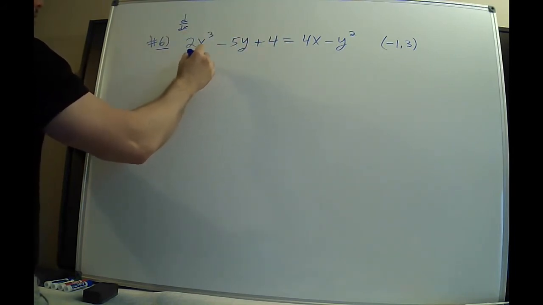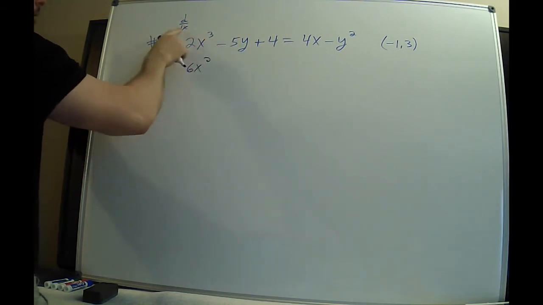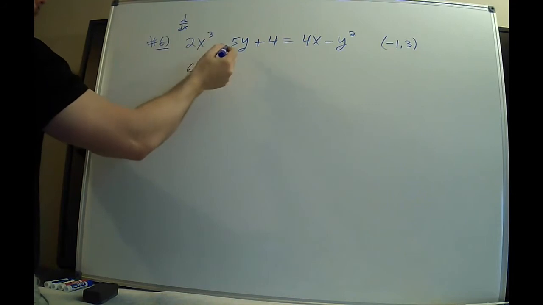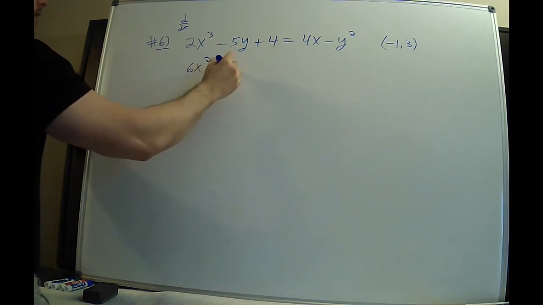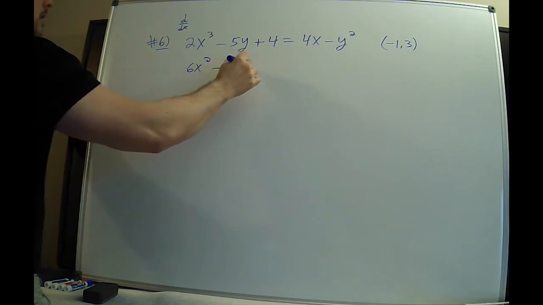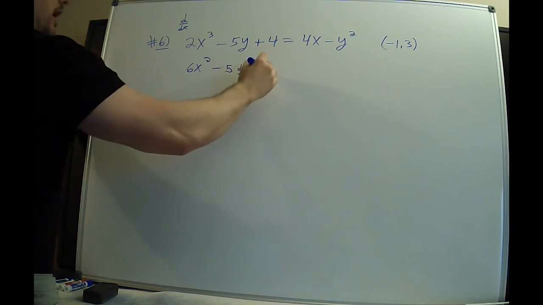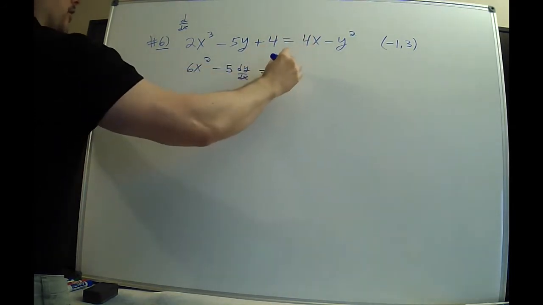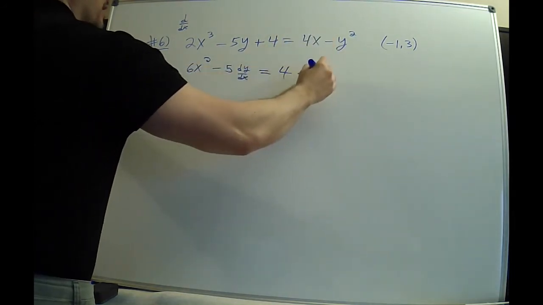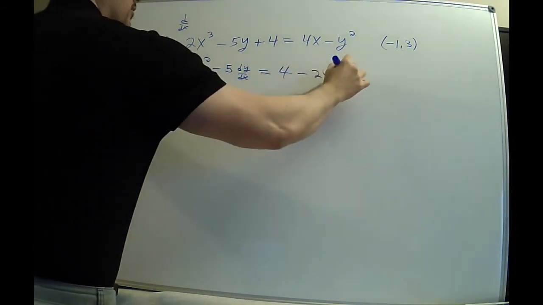So you get 6x squared here. x, right? dx of x, it matches. But when you take the derivative with respect to x of y, the derivative of negative 5y is negative 5, but it's negative 5 dy dx. Derivative of 4 is 0. It's a constant. Derivative of 4x is 4. The derivative of y squared, well, it's negative y squared, is negative 2y times dy dx.